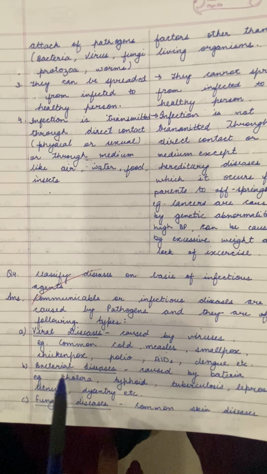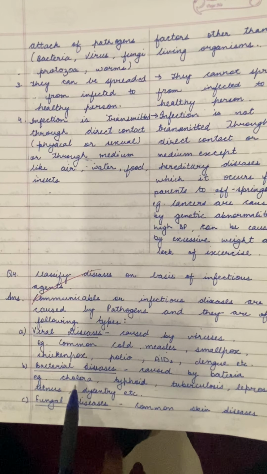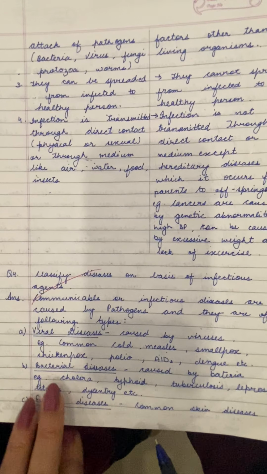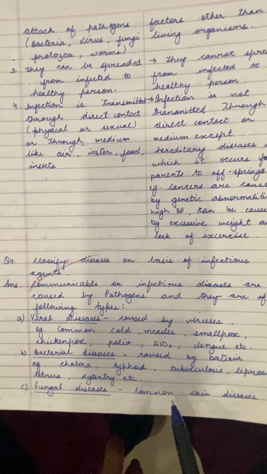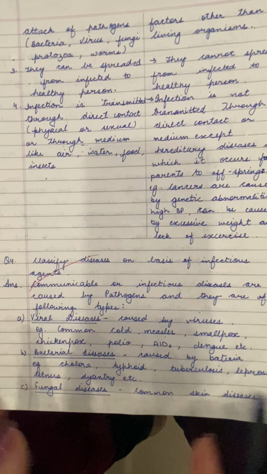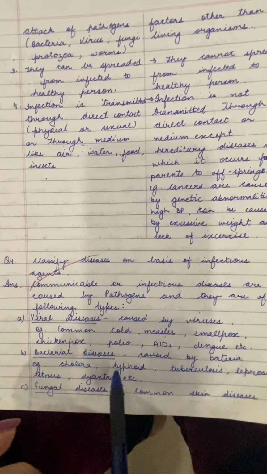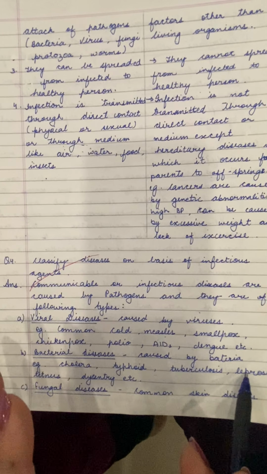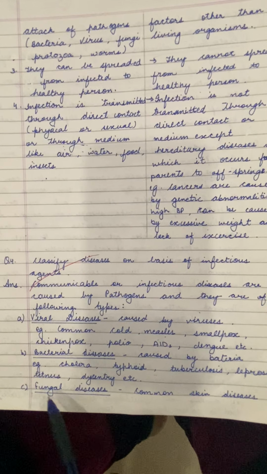Then we have certain diseases caused by bacteria. For example, cholera. Then we have typhoid, tuberculosis, leprosy. Leprosy is also a skin disease where the person has wounds with pus on the body, and this is also a major chronic skin disease. Then we have tetanus and dysentery.